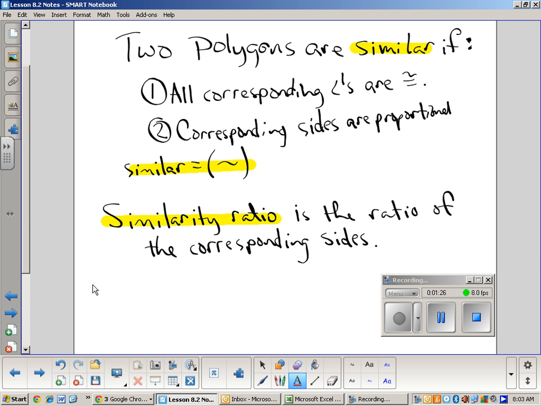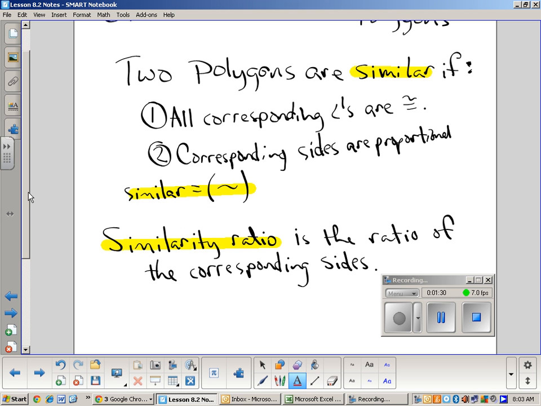Okay? Any questions on the two parts or facts that go along with the polygons? They're similar. Okay?